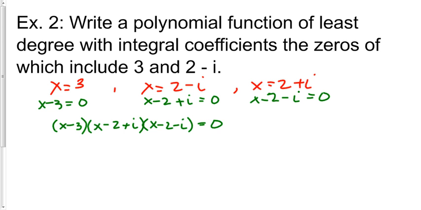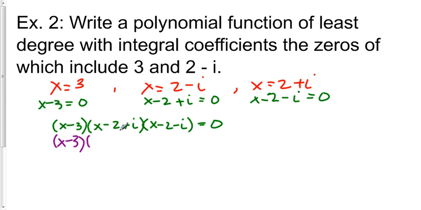Okay, now what we need to do is multiply all this out. It gets kind of messy because we've got a lot of terms here, but let's go ahead and go through it. So I'm going to leave x minus 3 alone for right now. I'm going to leave that out in front, and I'm going to multiply these back 2 together. I need to do a lot of distributing here. I'm going to start with x and multiply it by x, negative 2, and negative i. So I'm going to start by distributing x through to the last polynomial here.